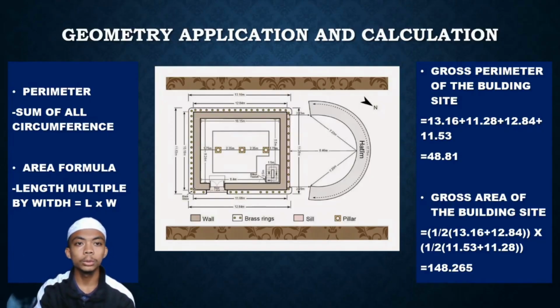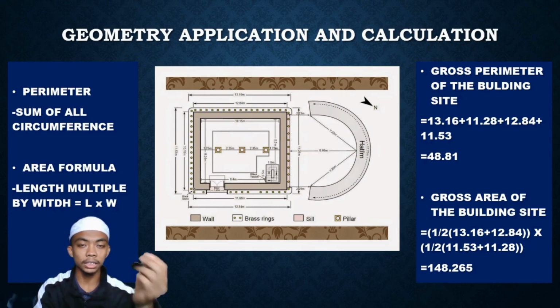Assalamualaikum warahmatullahi wabarakatuh. For my section, I will talk about geometry application and calculation for the measure of the Kaaba. First of all, perimeter is a formula that consists of the sum of all measurements of the circumference for the material. For the calculation of the perimeter formula, we can see at the top right of this page. The calculation is explained about the gross perimeter of the building size.